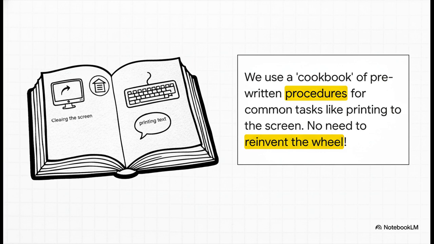Instead of trying to write those unbelievably complex recipes from scratch every single time, we use a library. And you can think of a library as a cookbook that's just full of pre-written recipes for all the common stuff. The Irvine library, for instance, has ready-to-go procedures for things like clearing the screen, reading from the keyboard, and most importantly, for printing text.